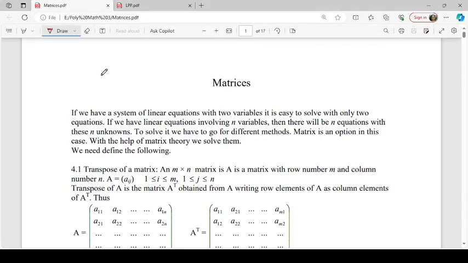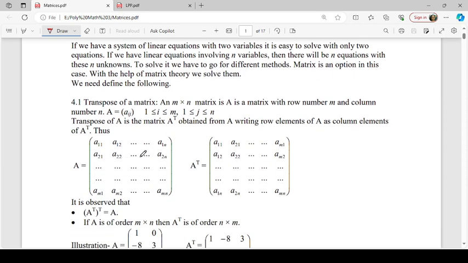Matrices. This is a matrix. These are matrices. M number of rows are here, M number of columns are here. It is some arranged order, arranged in some rows and some columns, like this.